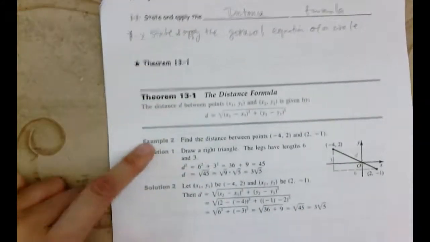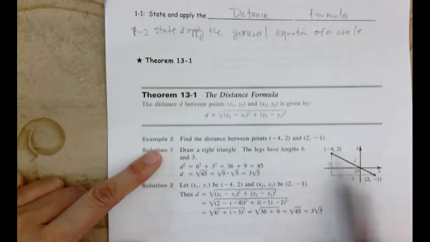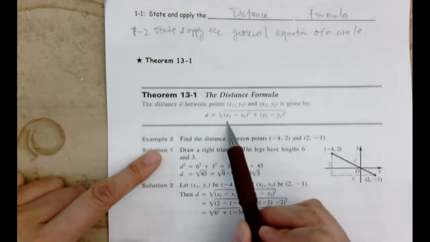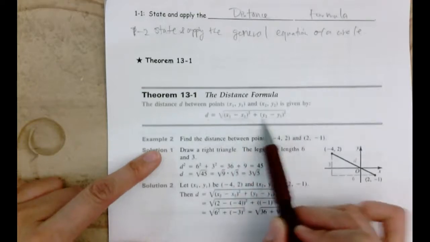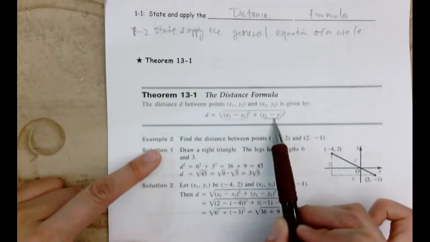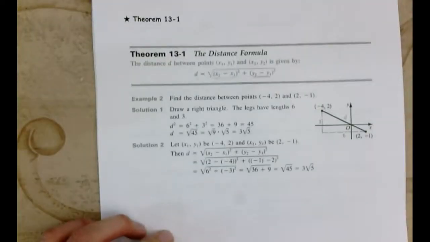Okay. And here's the theorem. The distance between these two points is the square of the distance on the horizontal plus the square of the distance on the vertical, and then take the square root of it. Okay, so here's some example.